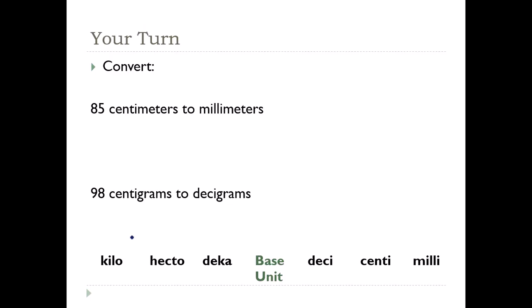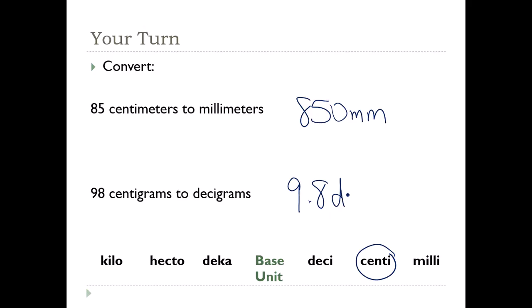Okay, so 85 centimeters, we're here. I want to go to milli, so 1 time to the right. So 850 millimeters. 98 centigrams to decigrams. So we move it 1 time to the left. So 9.8 decigrams.